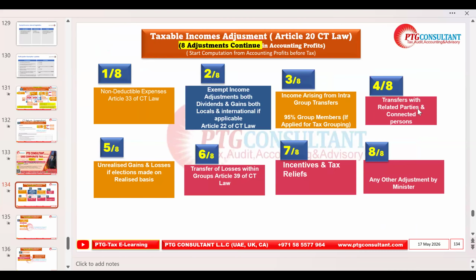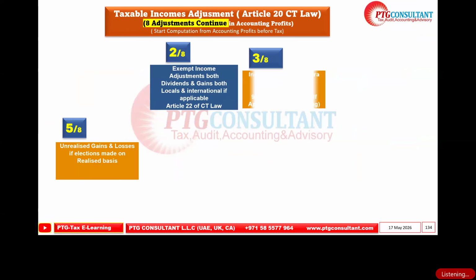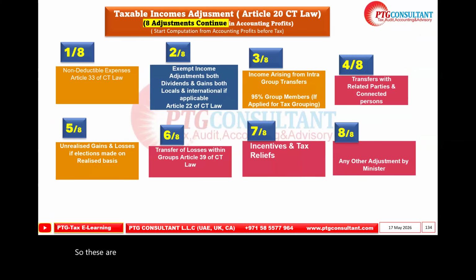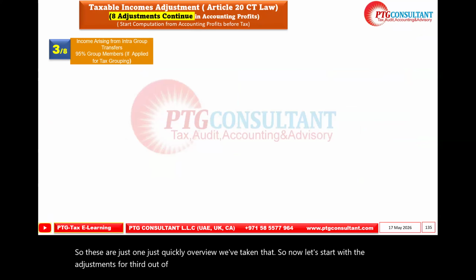Okay, so let's continue with the same. These adjustments, we just took a quick overview. Now let's start with the third adjustment out of eight: income arising from the intra-group transfer.